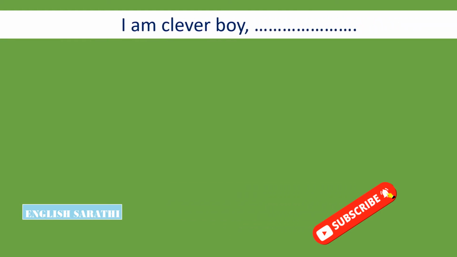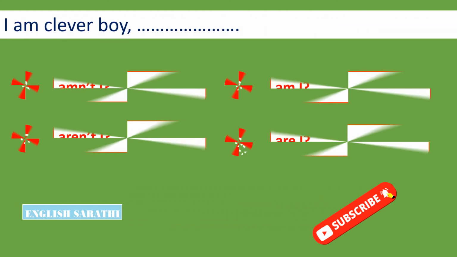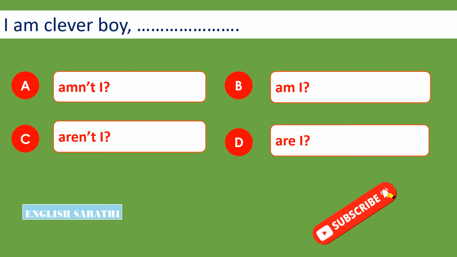I am a clever boy. Look at the following options. Option A, amn't I? Option B, am I? Option C, aren't I? Option D, are I? The right answer is option C, aren't I? I am a clever boy, aren't I?